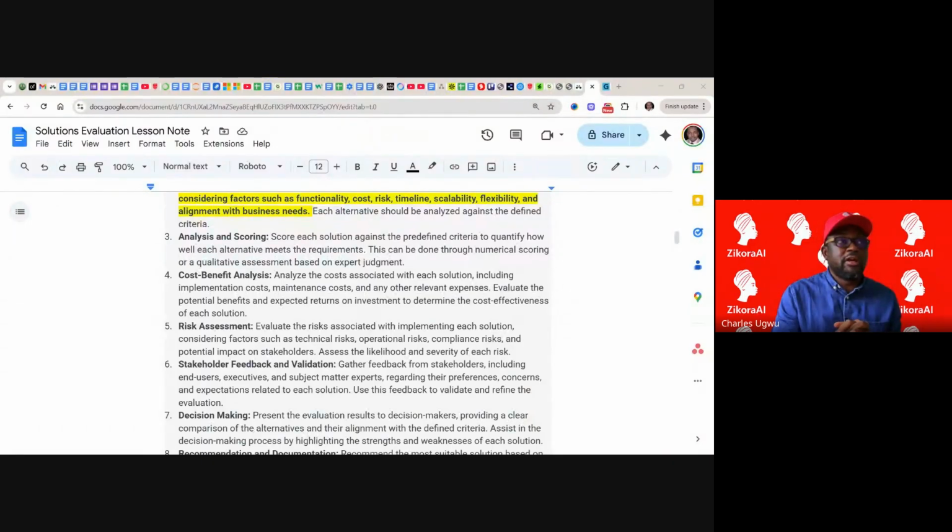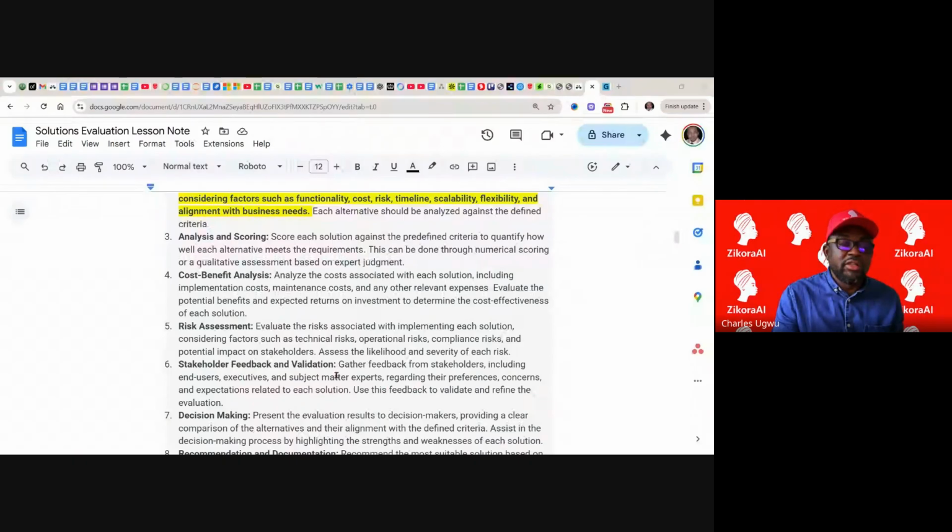Insurance. So many companies do not know what insurance is, especially in Nigeria. They don't know what insurance is, and it's killing. We must be able to analyze the risk associated, and then stakeholder feedback and validation.